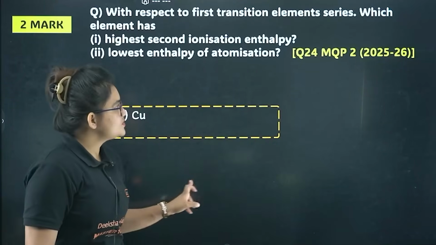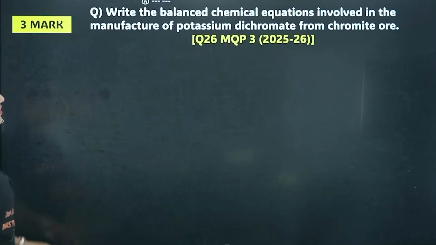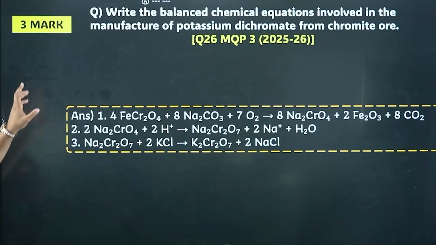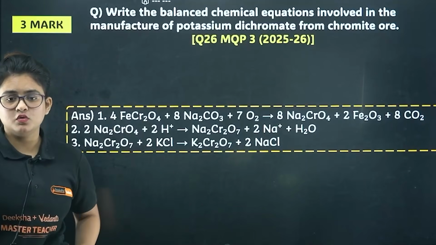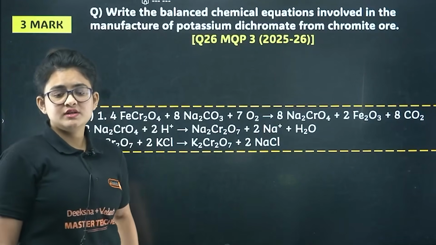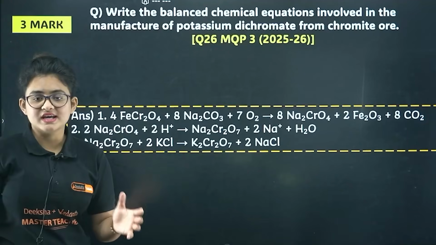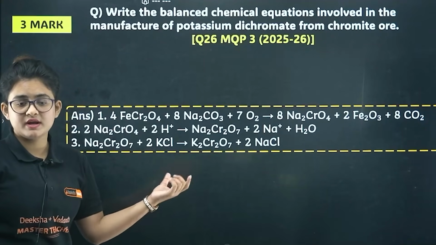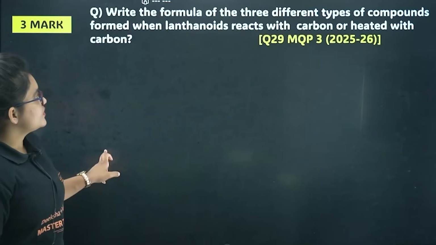Let's proceed. Write the balanced chemical equations involved in the manufacture of potassium dichromate from chromite ore. First, as you know, you just have to heat FeCr2O4, that is chromite, with Na2CO3. You will get sodium chromate. Sodium chromate on being treated with acid gives sodium dichromate. Sodium dichromate you have to treat with KCl. You will get K2Cr2O7.